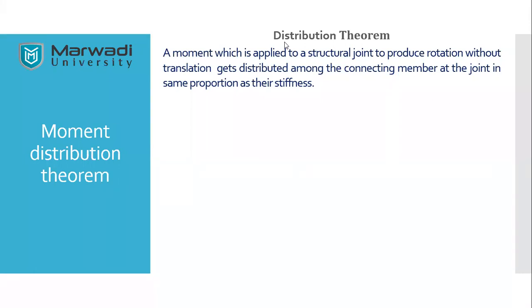For example, there is a joint which is connected to different members. These are the three members that I have taken into consideration. Suppose this is a hinge support. This is again a fixed support.